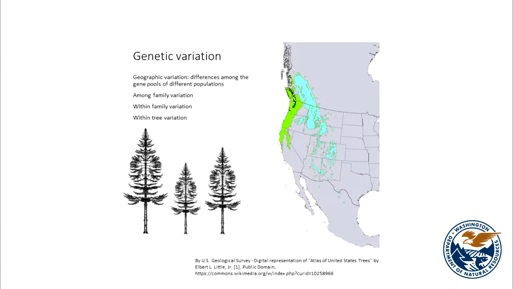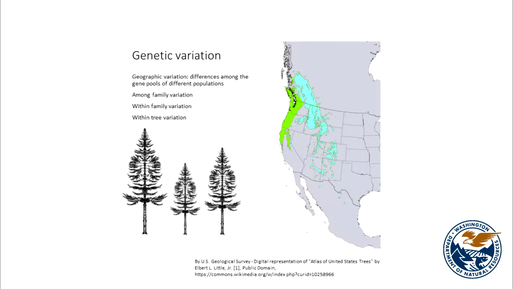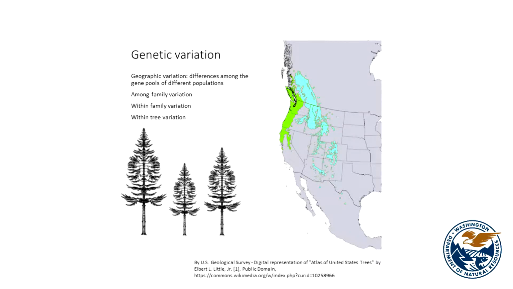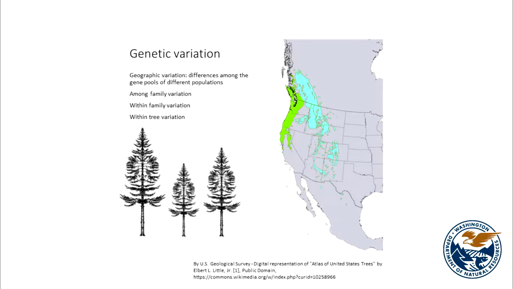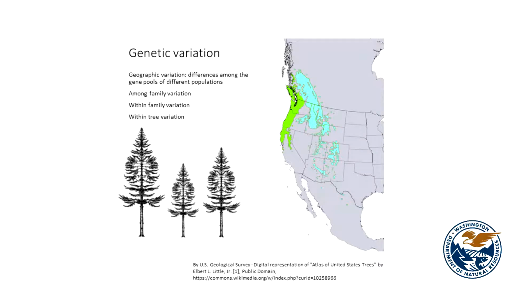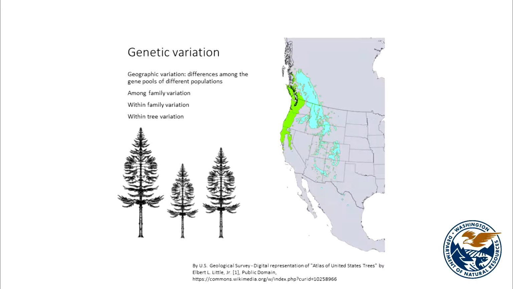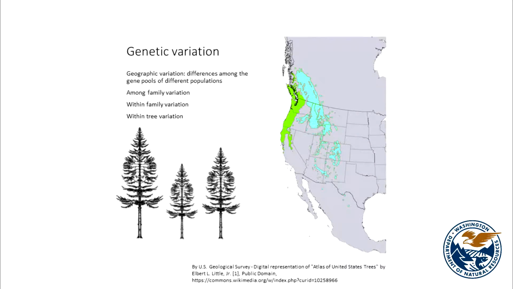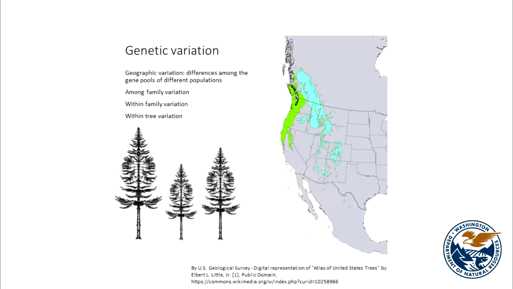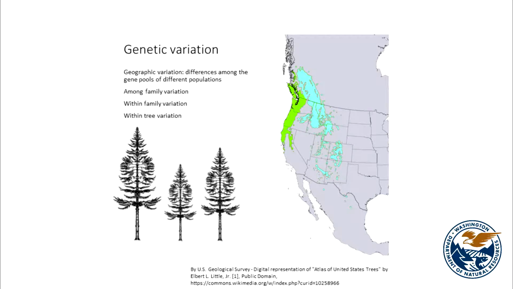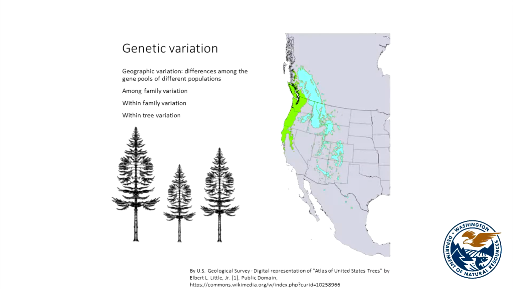To get into genetic variation more specifically, there are a few different levels of genetic variation that we're interested in, and they get a little bit more specific as we go. Starting off, a species may have geographic variation of its genetics. That means that with different populations, we're going to see different gene pools. If we think of these 3 trees down here as each one being representative of a different family, we have an example of among family genetic variation. But if each of these 3 trees were part of the same family, then we would be looking at within family genetic variation.